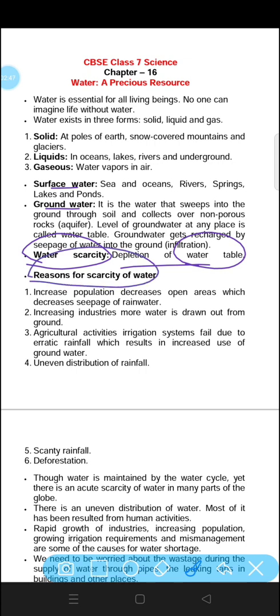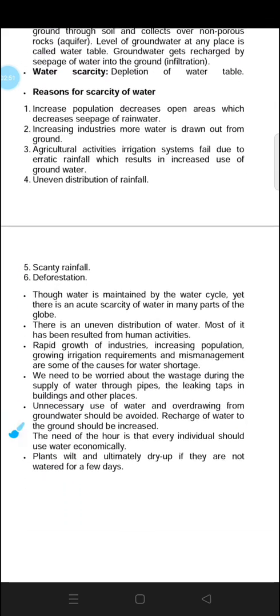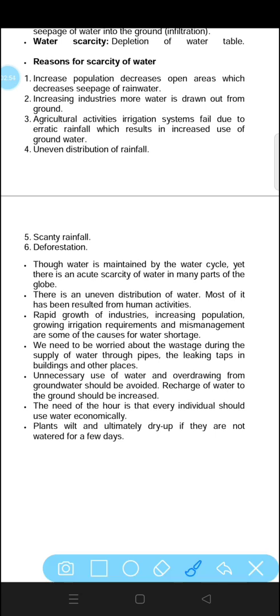What are the different reasons for the scarcity of water? First one is increasing population. Increasing population decreases open areas, which decreases seepage of rainwater. As the population increases, it will need more houses to live in. It will need more shelters. So as the areas are converted into buildings, there will be no open area where the water coming from rain can seep into the ground.